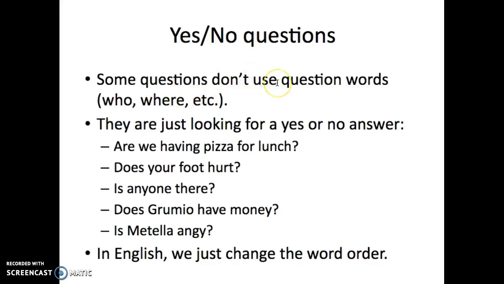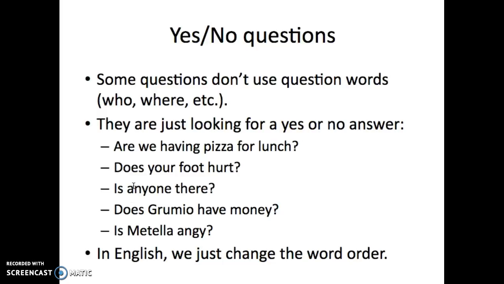Sometimes you don't want to know who, what, where, or why. You just want to know if it is. Are we having pizza for lunch? That's a yes or a no answer. Does your foot hurt? Is anyone there? Does Grumio have any money? Is Metella angry? I'm just looking for a yes or a no answer here. I didn't ask why or where or who.